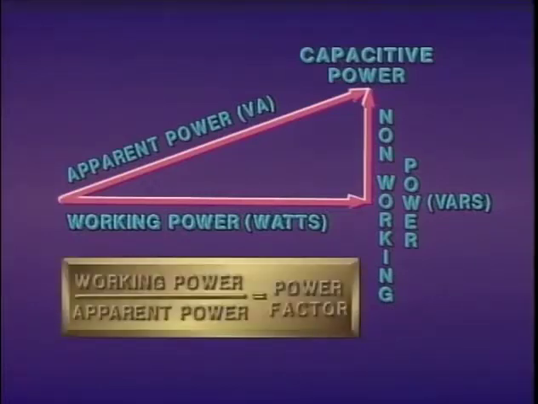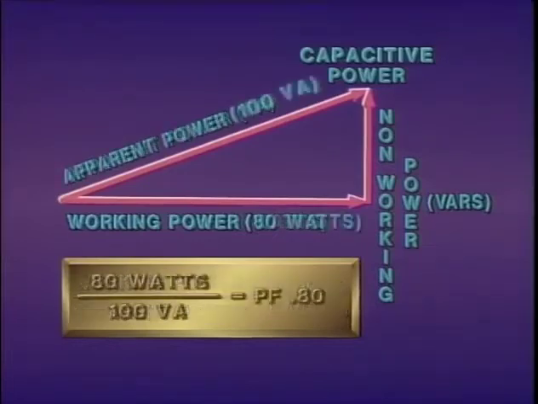The ratio of working power to apparent power is commonly referred to as the power factor. Capacitor banks and shunt reactors are used to improve the power factor, to improve the ratio of working power to apparent power. Power factor can be expressed as a percent or as a decimal number. For example, if working power is 80 watts and apparent power is 100 volt-amperes, the power factor would be 0.80, or an 80% power factor.